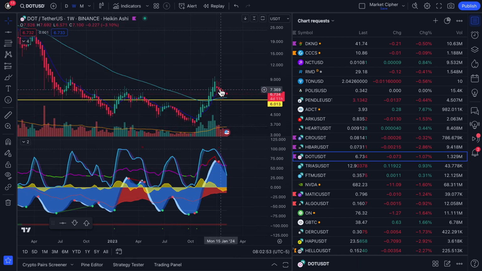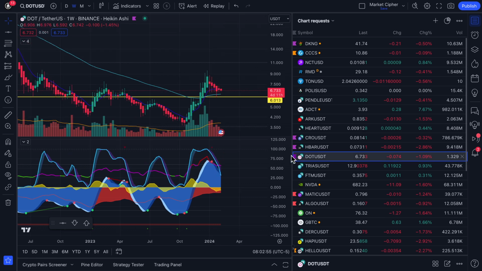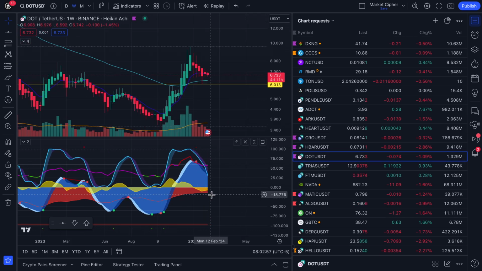So again, nice breakout here on DOT. This one's in the looking to buy list as well. Waiting on the green dot confirmation. $6 is our current stop loss. Wait on the green dot. Boom, that'll be our place to entry.